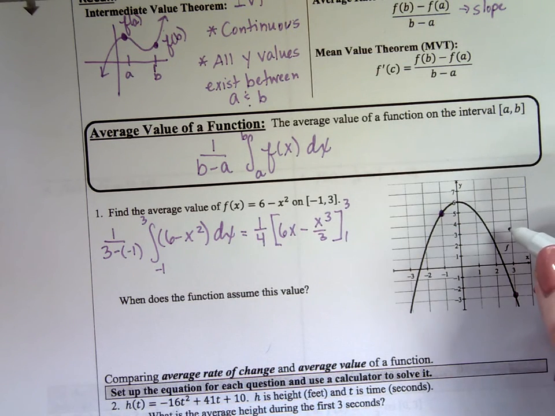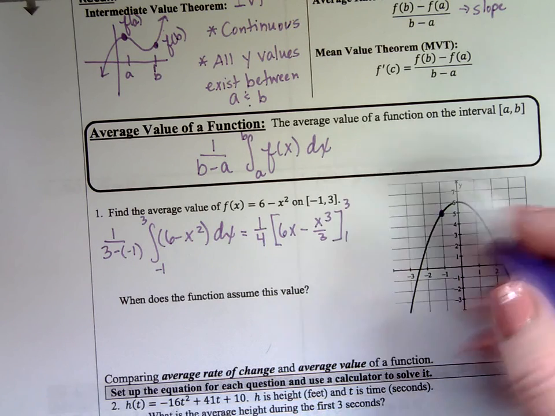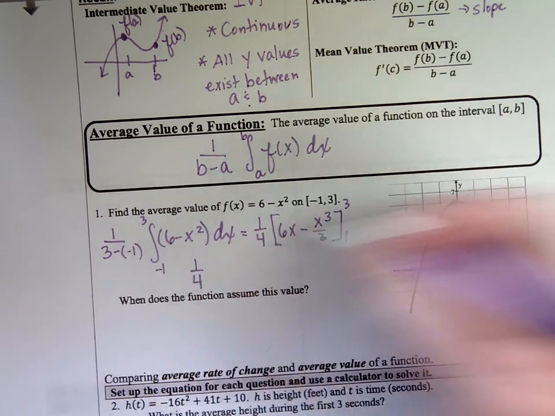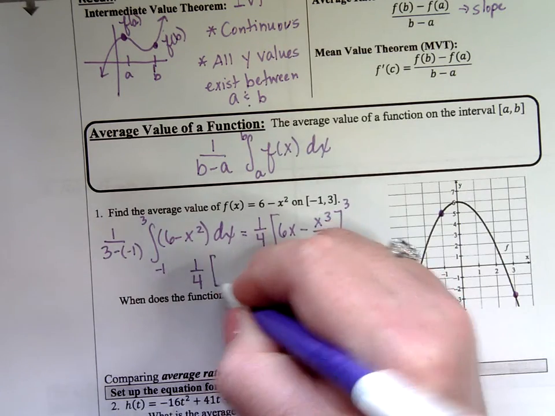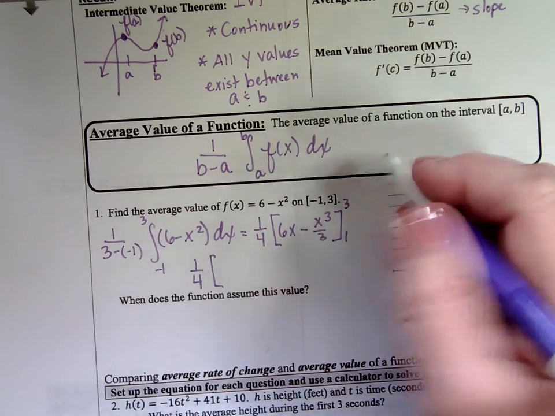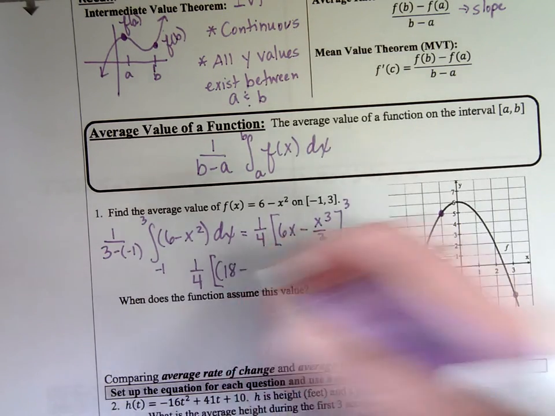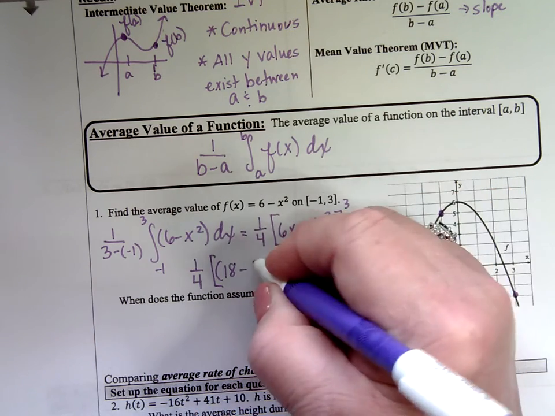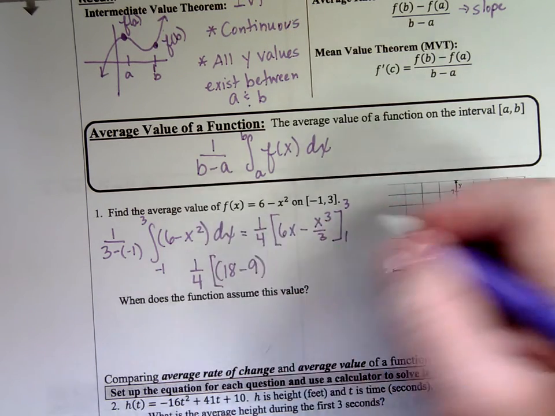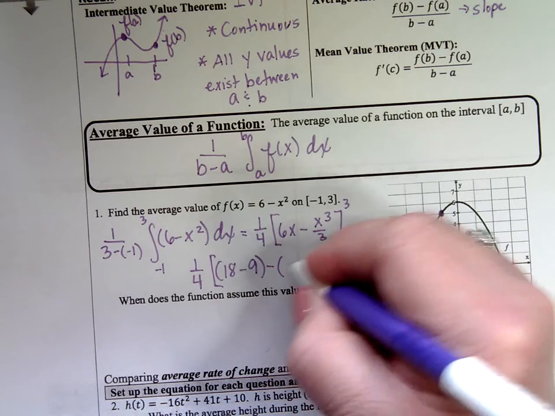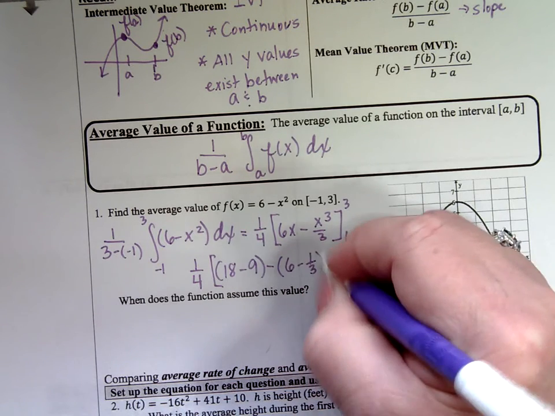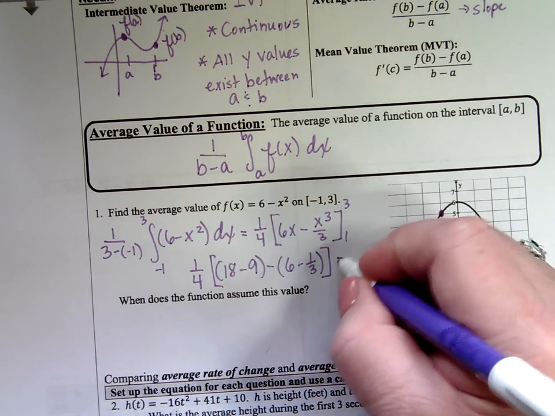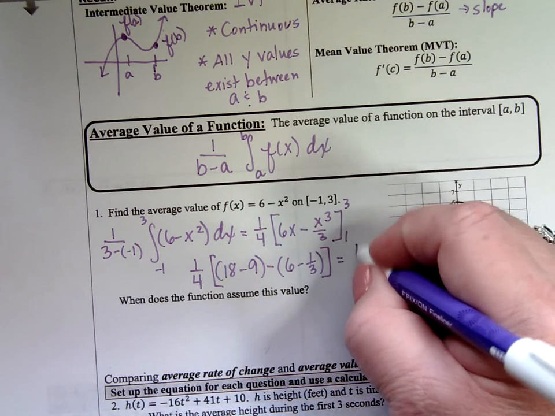They didn't give you a whole lot of room for this, did they? So I am going to put a 1/4 on the outside. I am going to put a 3 in here. That gives me 18 minus 3 cubed is 27. 27 divided by 3 is 9. And then I'm going to put a 1 in, so I get 6 minus 1/3. And for the sake of time and long videos, this comes out to be 11/3.